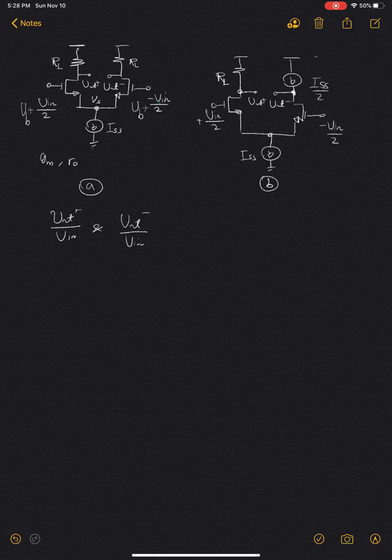In this problem set, I would like to compare the two seemingly similar differential amplifiers where in one case the load resistance is replaced by a current source where its value is IS divided by 2. So from the DC current point of view, both circuits are similar. And we want to compare two gains, basically V out plus divided by V in and V out minus divided by V in between these two.